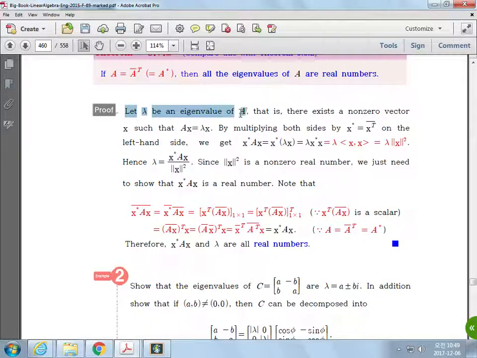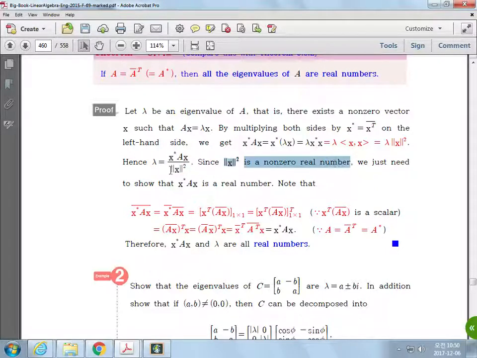Here, if lambda is an eigenvalue of A, then there exists a non-zero vector x such that Ax equals lambda x. Okay? And we multiply x star, which is a conjugate transpose, on both sides. On the left-hand side, then, x star Ax should be the same as x star lambda x. And lambda is a scalar, so the scalar can come out. So x star x is the inner product of x and x, which is the same as the square of the norm of x. Okay? So lambda can be written as x star Ax over the square of the norm of x. And x was an eigenvector, which is non-zero, so this denominator is not zero. So this lambda is defined.